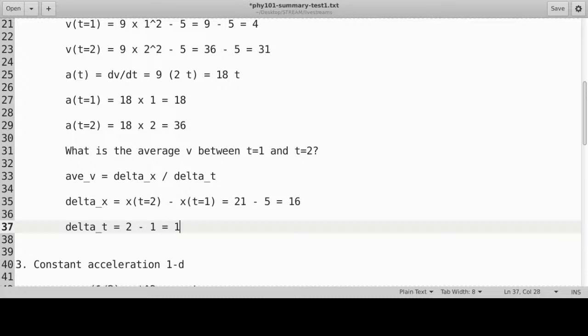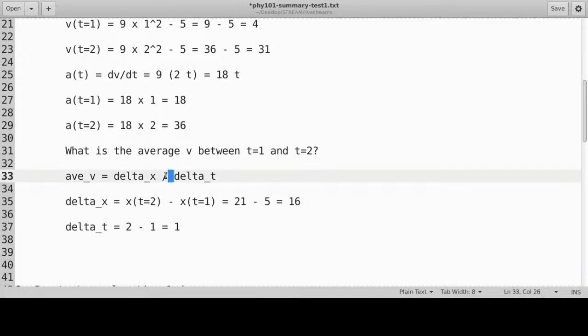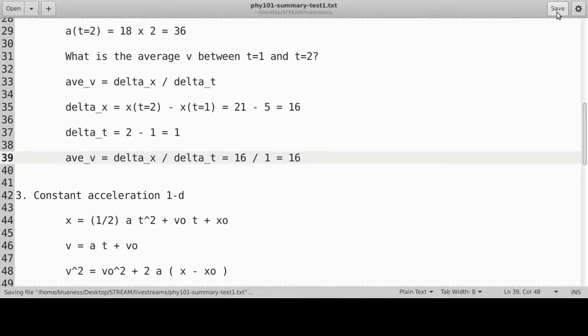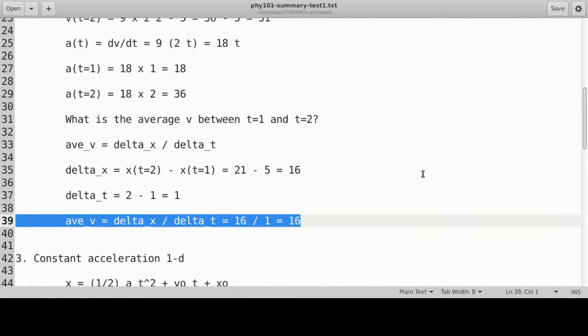Minus 1. That's 1. Okay, and so then if you put the two together, your delta x was 16, your delta t was 1, and that gives you an average velocity, during that time interval, of 16. I didn't put in the units here, I'm just assuming they're all MKS units. So you have an average velocity of 16.